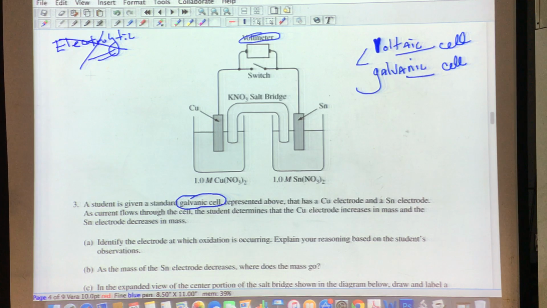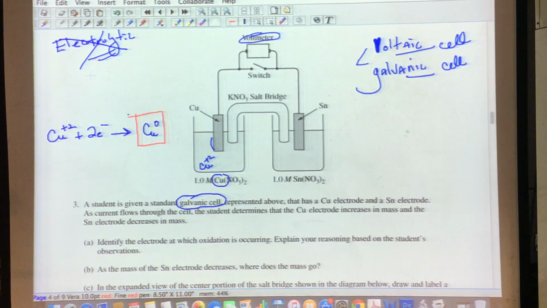But by saying that the current flows and that the copper electrode increases in mass, so this is increasing in mass. Now why? What's in the solution? Copper plus 2. And somehow copper plus 2 is becoming copper 0. That only occurs by reduction, gaining electrons, with electrons in the reactant. So copper aqueous becomes solid metal. That's important. Anytime you see the metal at 0, it's solid. Of course, the exception is mercury, but you won't see that. And that tells me what?